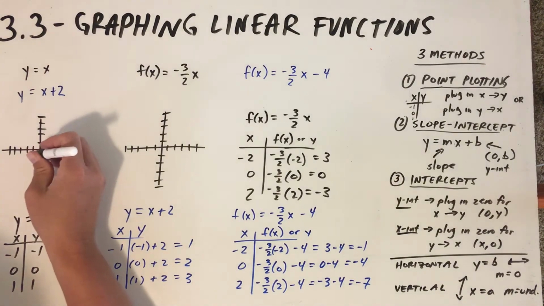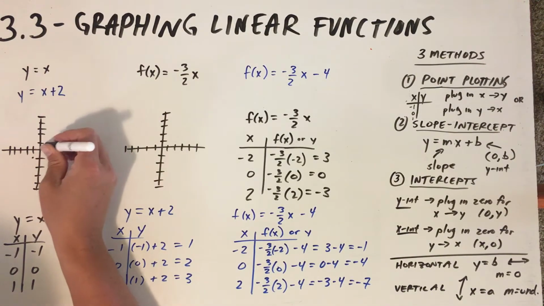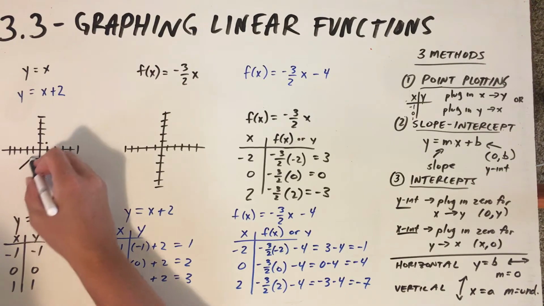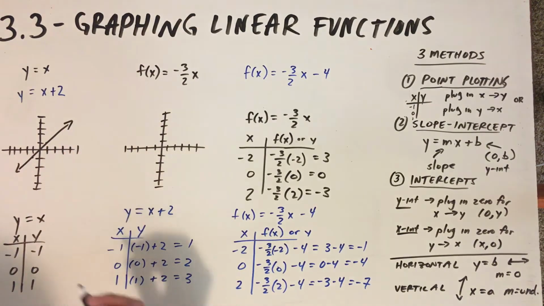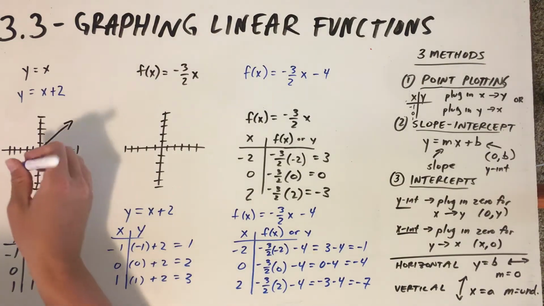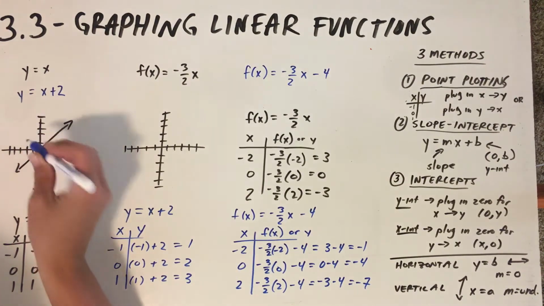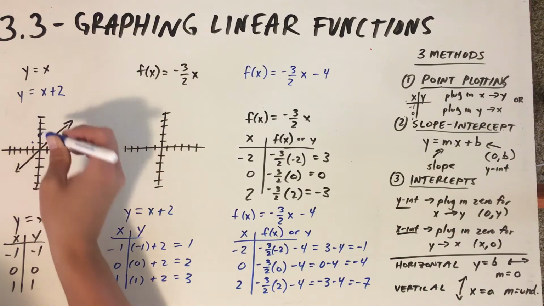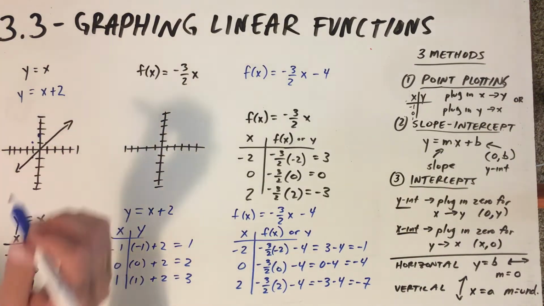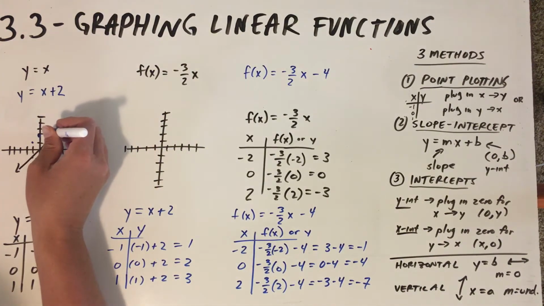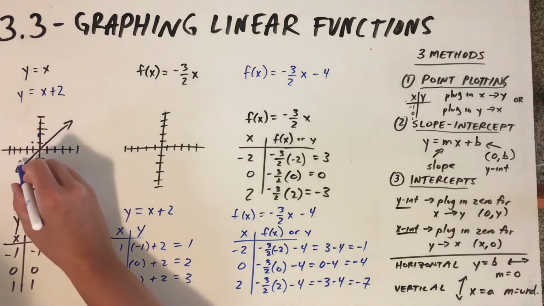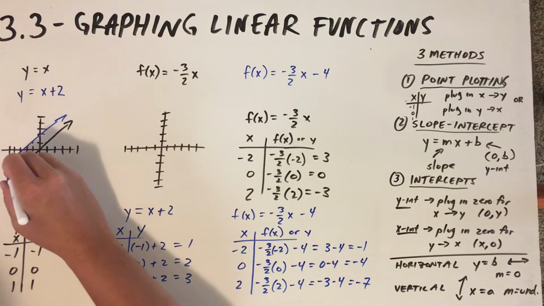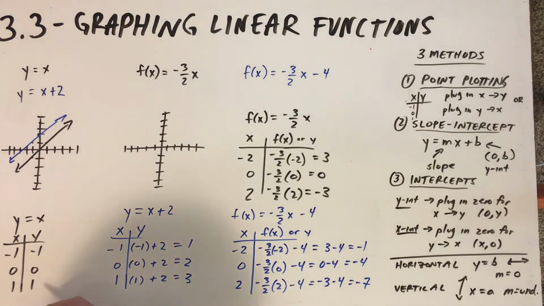So the points -1, -1, 0, 0, 1, 1. So this line looks like this. Okay, that is the y equals x line. All right, well, the y equals x plus 2 line is going to go through the point -1, 1, the point 0, 2, and the point 1, 3. So it is going to look just like this line, but let's make some observations about it.